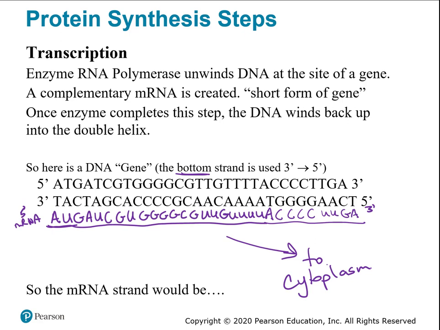So this is really transcription. Okay? The enzyme finds the gene, unwinds the DNA, and it makes a strand of RNA from one of the DNA strands. And that's why I say it's kind of a short form, because it's not the entire sequence of DNA. It's one specific little area of the DNA sequence that codes for a certain gene.